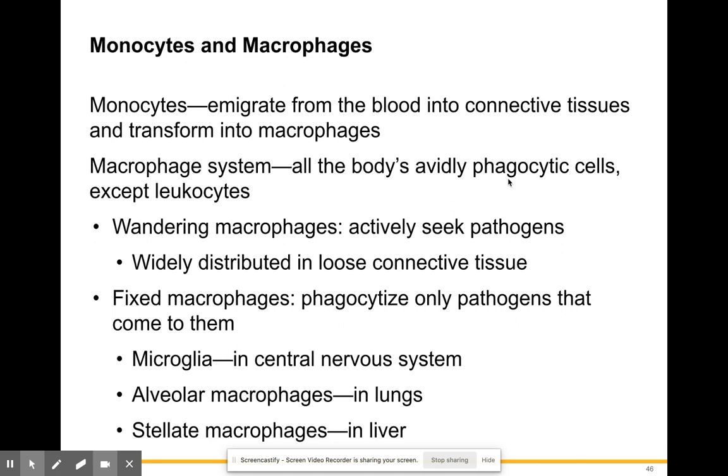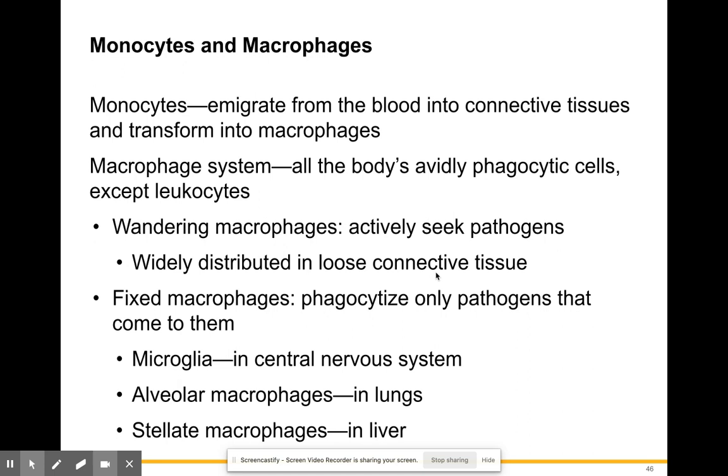They wander around. They come in two varieties. They could be wandering macrophages, where they literally wander around the circulatory system and the lymphatic system, actively seeking out pathogens, looking for trouble, so to speak. They're widely distributed in your loose connective tissues.